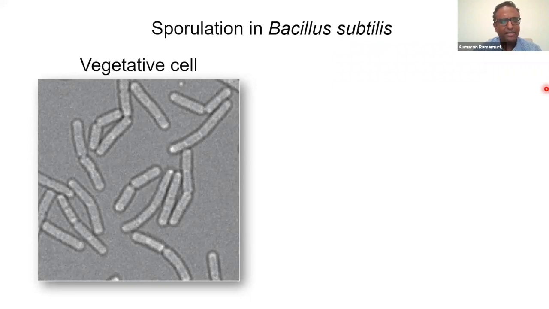This is what Bacillus subtilis looks like under a regular light microscope, in the presence of plenty of nutrients. It's a rod-shaped bacterium. It does what other bacteria do. It divides right down the middle to create 2 daughter cells, and then they go on to create 4 daughter cells, and this keeps going on and on.